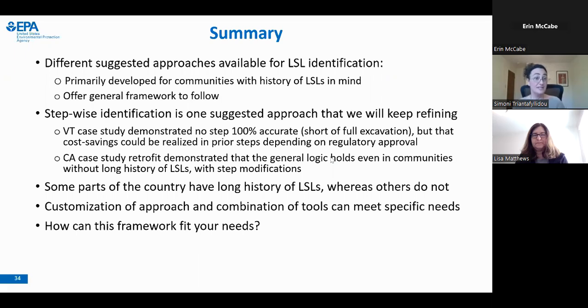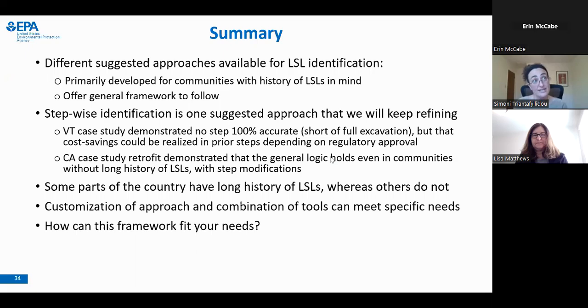The stepwise identification approach is one such suggested framework that we will keep refining. Based on the Vermont case study that I showed you, it demonstrated that no step of the approach is 100% accurate, short of full excavation. But although I didn't get to that in this presentation, cost savings could actually be realized in steps prior to excavation, depending on regulatory approval.